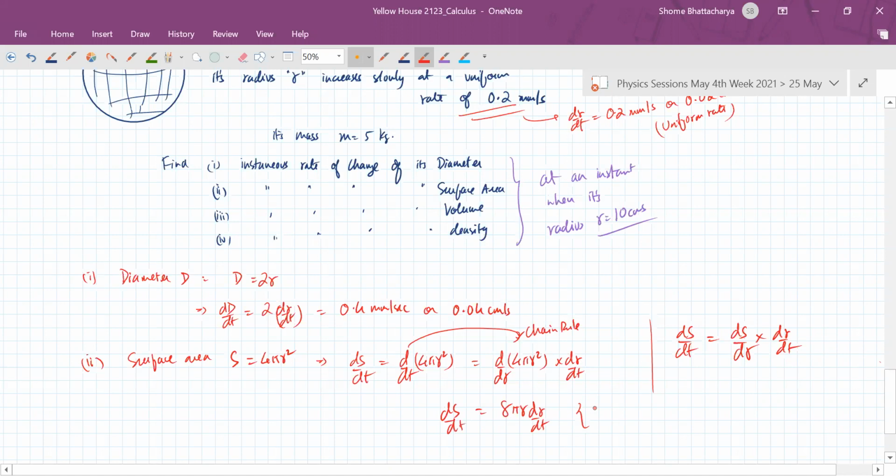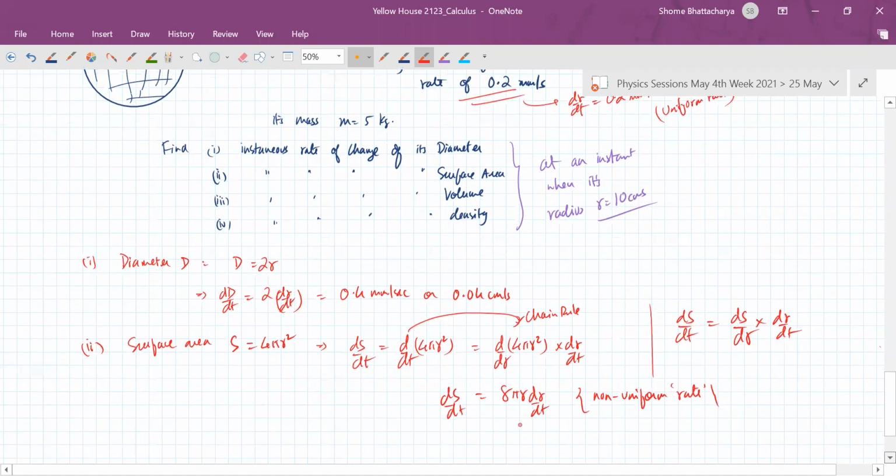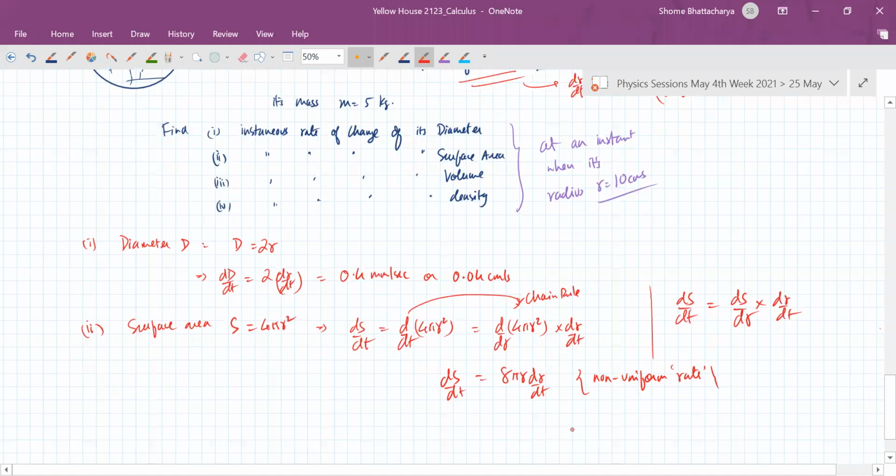So this is the general formula. You can understand that this is a non-uniform rate because r is changing with time. It's a non-uniform rate. Okay. So at the instant when the radius is 10 centimeters, the rate of change is 0.02 centimeters per second. This becomes this. Okay, this is at the instant when the radius is equal to 10 centimeters.